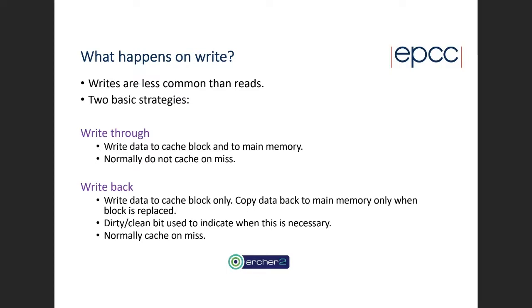The other possibility is write back. This means the modification only happens to the cached copy in the cache block, and the copy back to main memory happens only when that block is replaced by some new data coming into that set. There's an extra bit used to indicate when that's necessary. If none of the data in that block has actually been changed, then there's no need to do the copy back because main memory already has an up-to-date copy. In this case, we normally would cache on a miss. If the data is not in the cache, we fetch the old copy from main memory and do the modification to the cached copy. The propagation of that new value back to main memory doesn't happen until sometime later when that block gets thrown out.